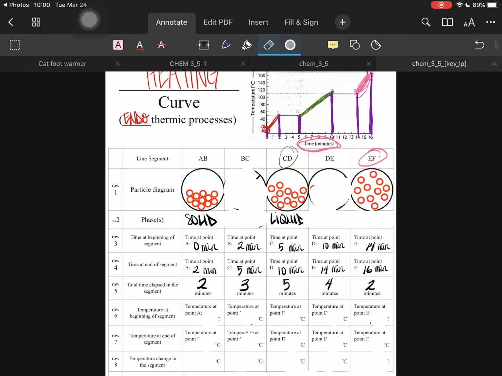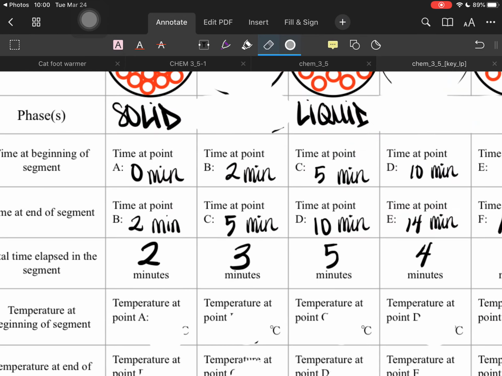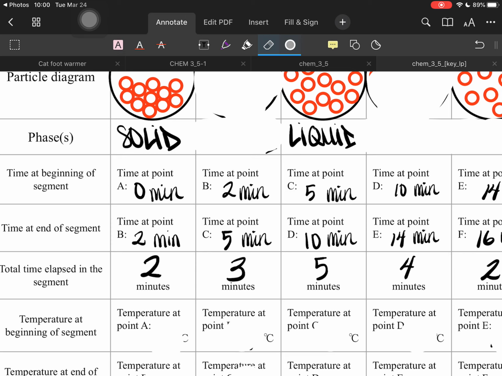So when I say time elapsed, that means the amount of time that passed in between point A and point B. So from 0 minutes to 2 minutes, 2 minutes had passed. From 2 minutes to 5 minutes, 3 minutes passed, and so on.